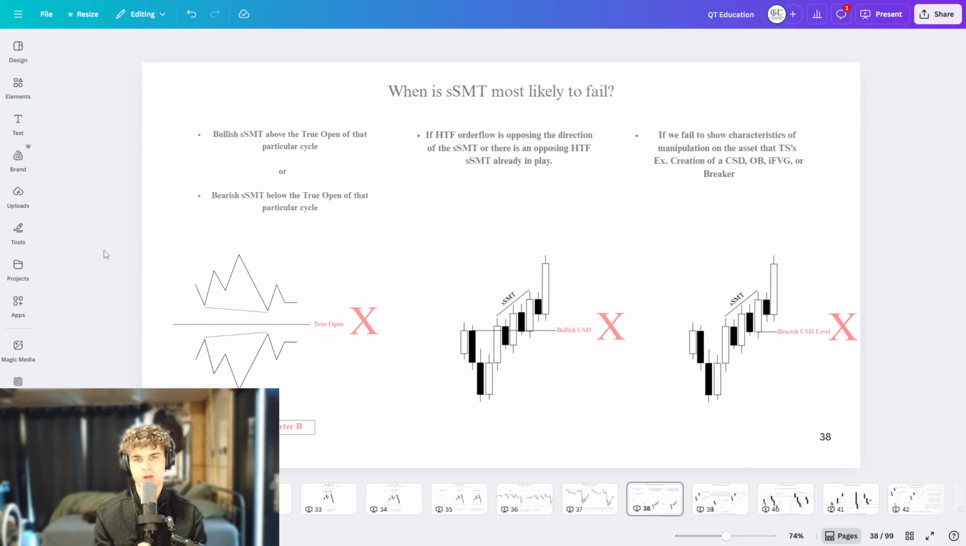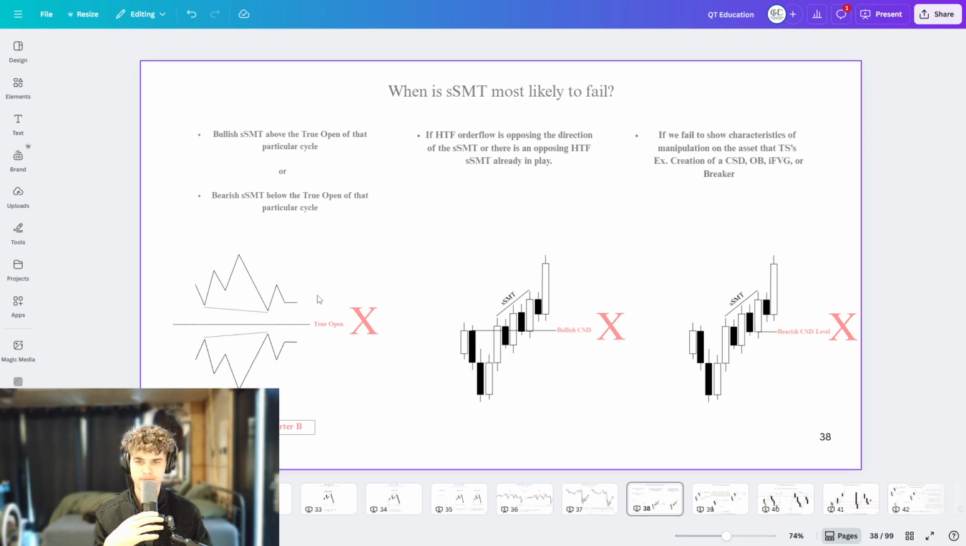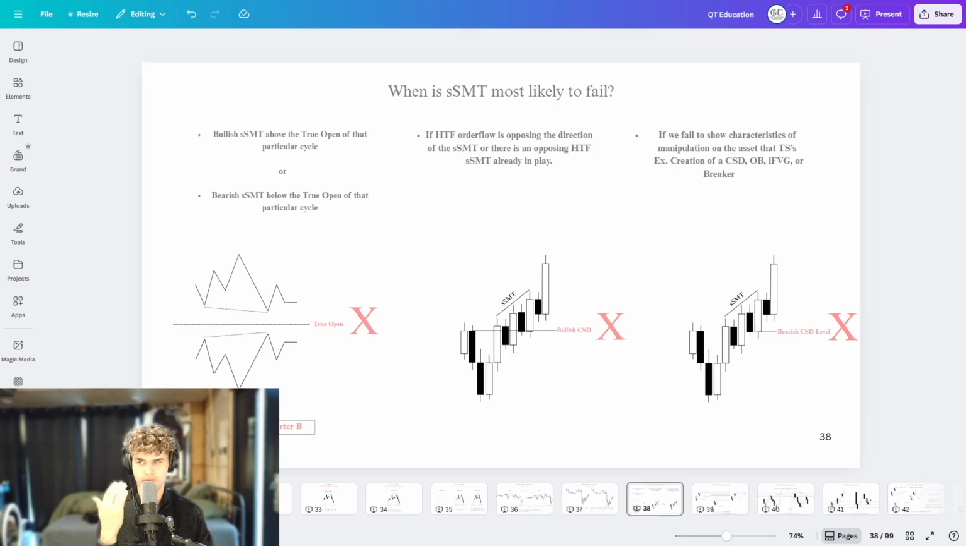Let's break this down. When is sequential SMT most likely to fail? Bullish SMT above the true open of that particular cycle, or bearish SMT below the true open of that particular cycle. So this is a step. I don't necessarily follow this to the T. If we're slightly above a true open and we're having a bullish SMT and we're bullish, I will take that trade.